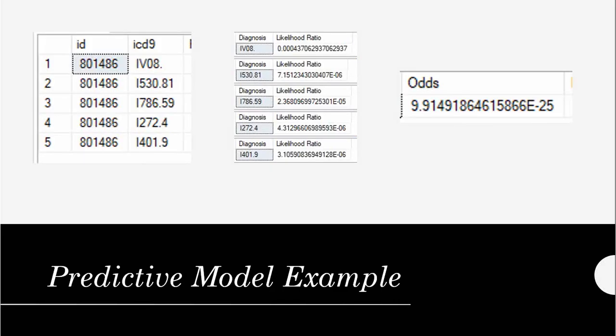In taking the model a step further, I use patient ID 801486 to display this individual's odds of diabetes. This patient had 5 diagnoses associated with their medical history, and the likelihood ratio for each of these diagnoses are shown in the middle. Using the naive Bayes formula, the calculated odds of diabetes is shown on the right side.